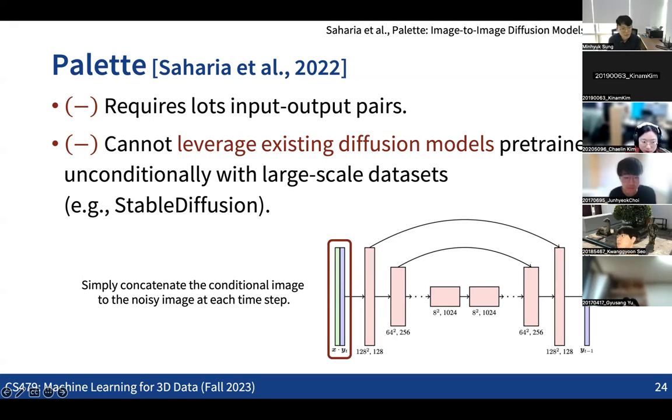If we want to train this kind of neural network, we might want lots of input and output pairs. And we also need to train the diffusion models from scratch. As I said, there are many public diffusion models which are trained with more than 5 billion images. While if we consider a specific scenario of some conditional cases, the amount of data would obviously be way smaller, like thousands or tens of thousands of images, which is way smaller than the 5 billion images that were used to train stable diffusion.